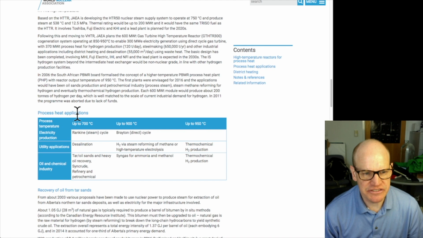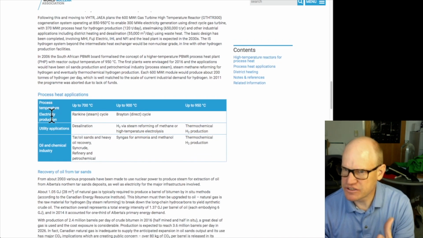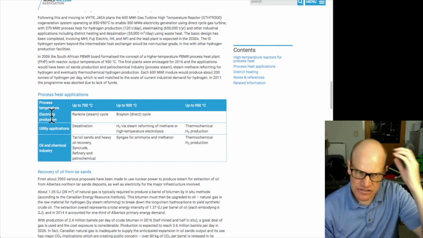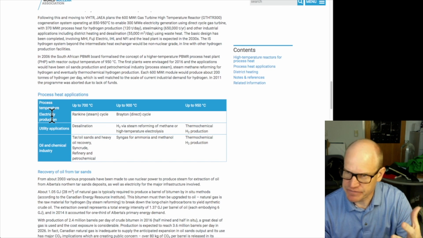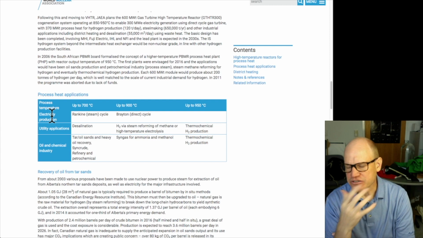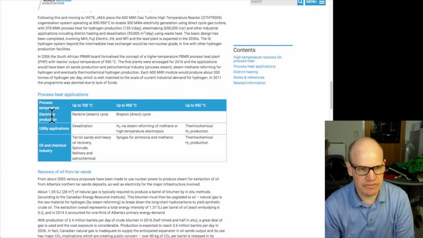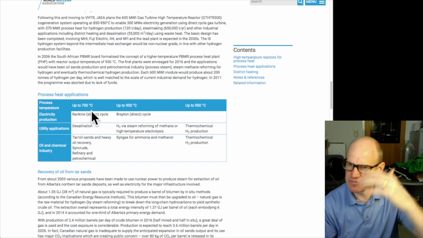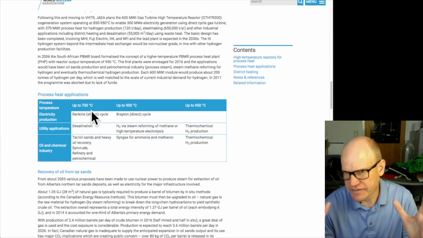Process heat applications. For electricity production, one of the things we talk about is what cycle you use to generate your electricity. What do you use to spin your turbine? Currently most reactors use the Rankine or steam cycle, because that's good up to 700 degrees. Anything lower than 700 degrees, you're going to be using the steam cycle, which is fine.